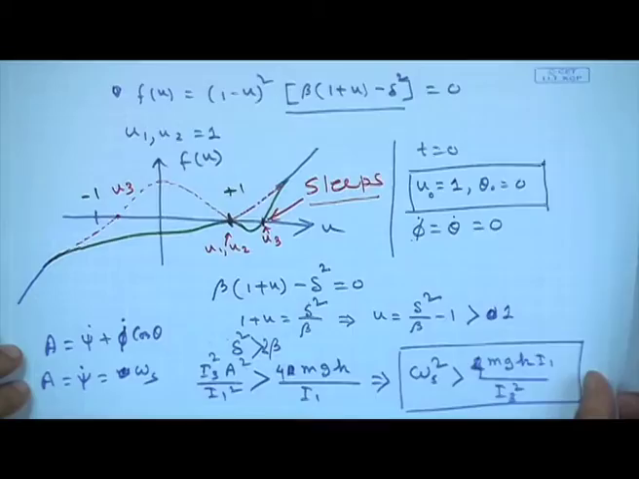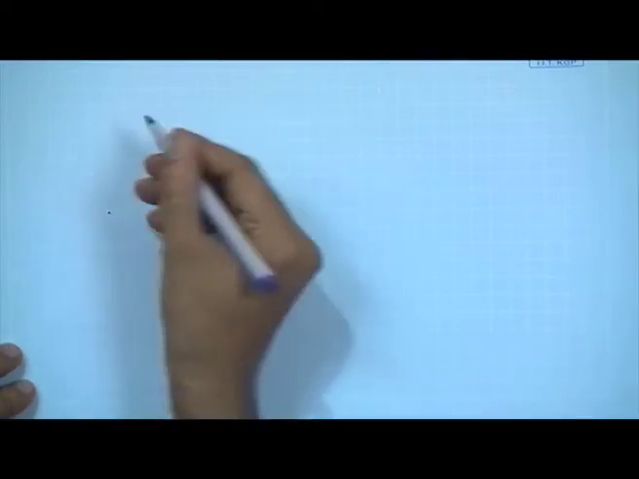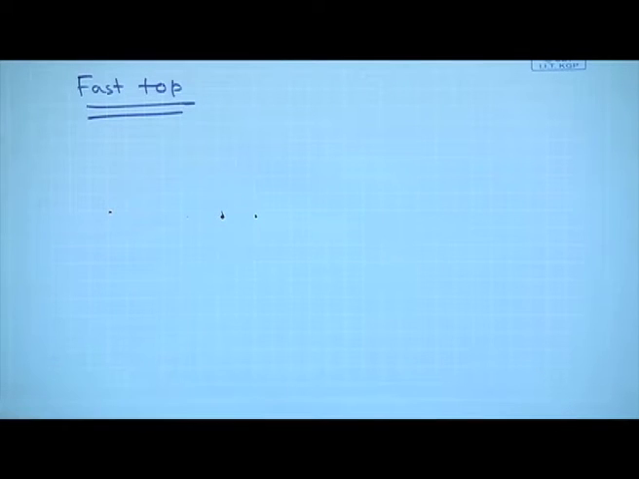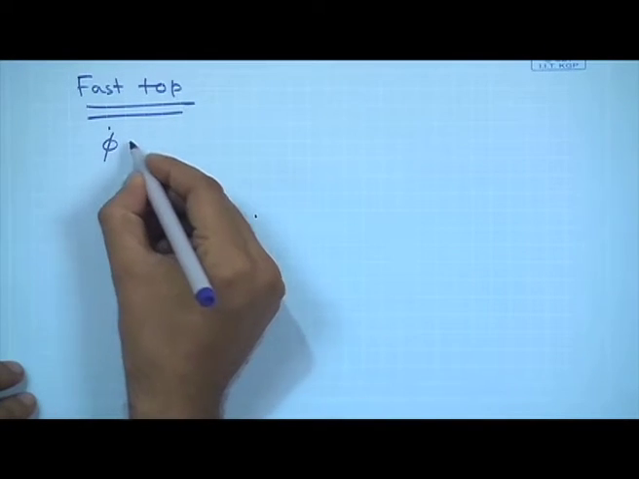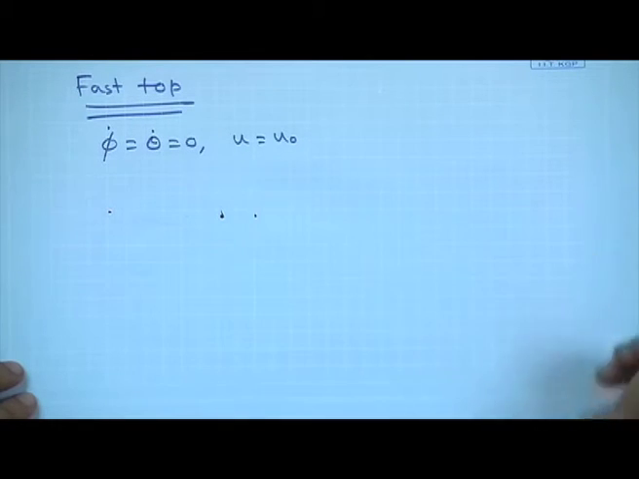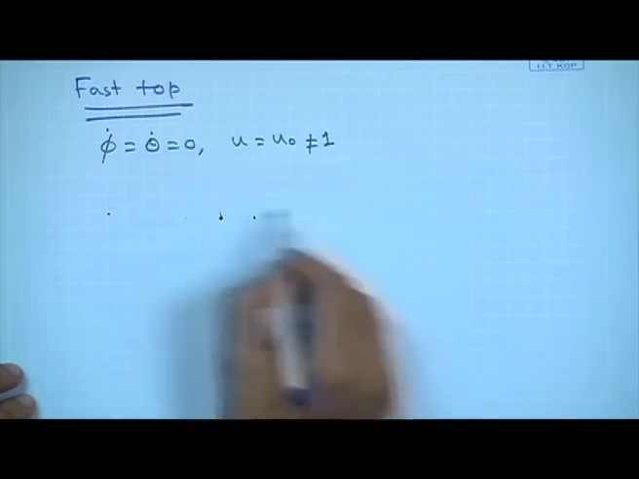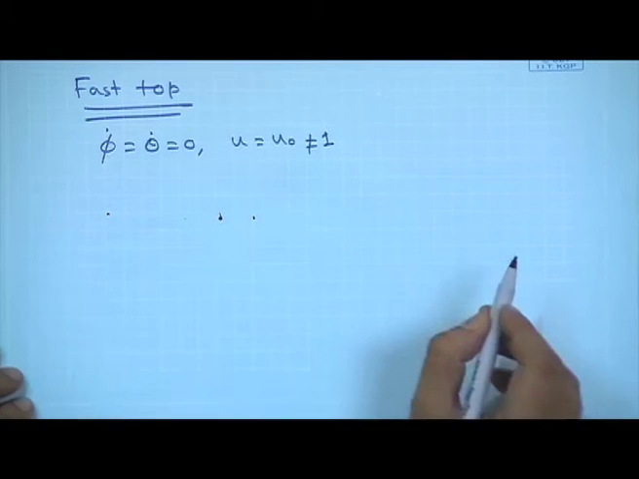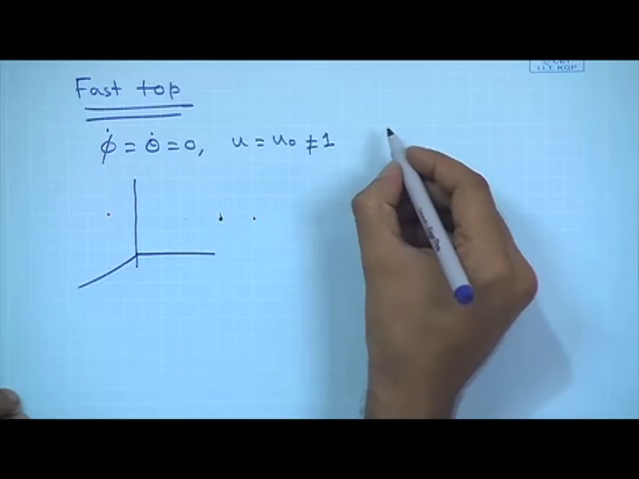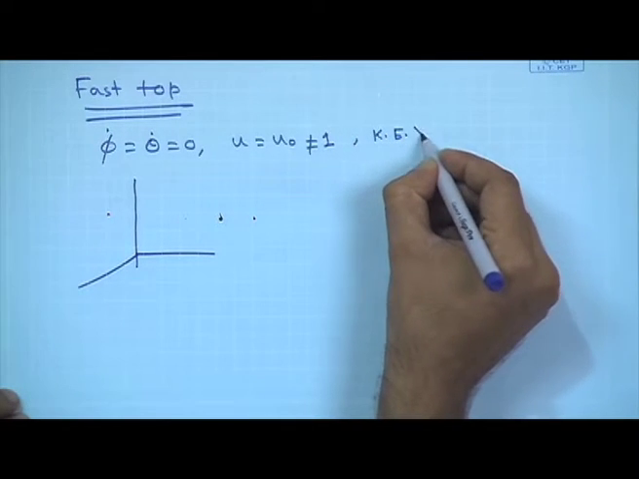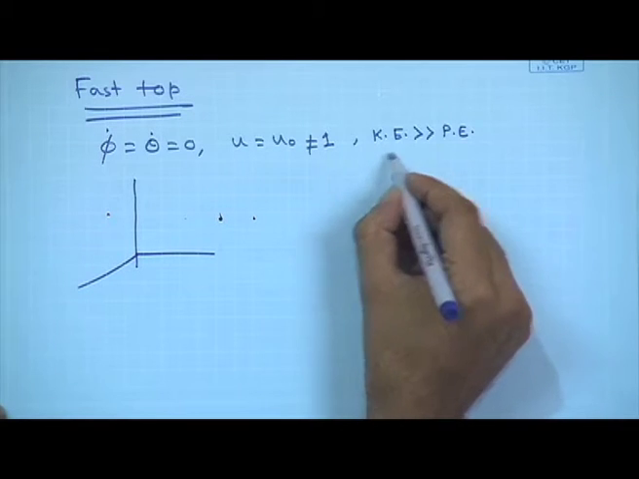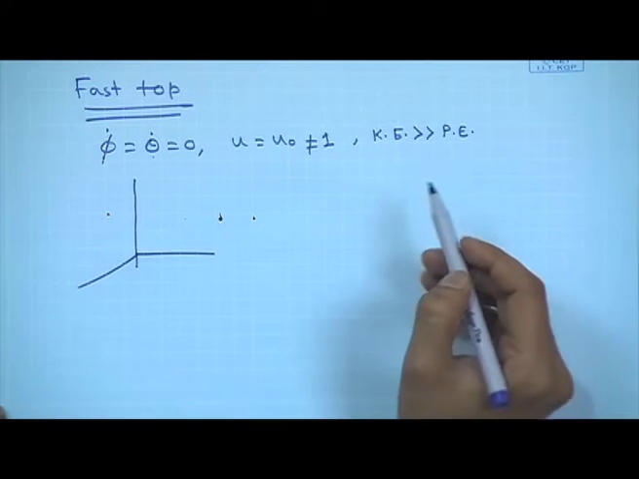So, this is one case. The second case is the fast top. I am not discussing this in detail. In the fast top, once again we have the initial condition phi dot equal to theta dot equal to 0, and we start initially at an angle u0 which is not equal to 1. Why is it called a fast top? It is fast if the kinetic energy is much greater than the potential energy. So, once again this maps to a condition: if phi dot equals theta dot equals 0, the only possible motion is spin.